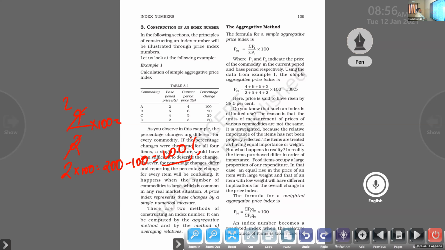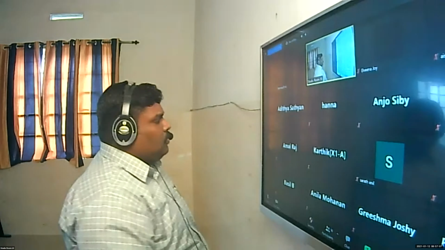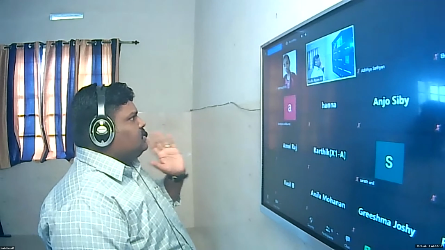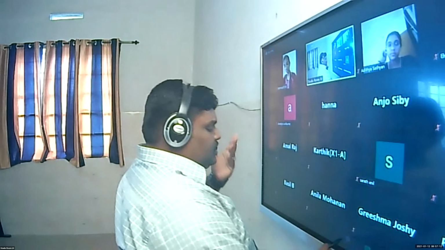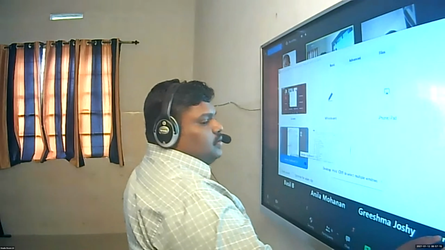Next one. The price of B increased from 5 rupees to 6 rupees. So 6 divided by 5 into 100 is 120, minus 100, again 20. So 20% is the growth. Clear? Can you hear me? Is the idea clear or not? So this is the method to calculate the percentage. You already studied this in mathematics. Okay, next one.